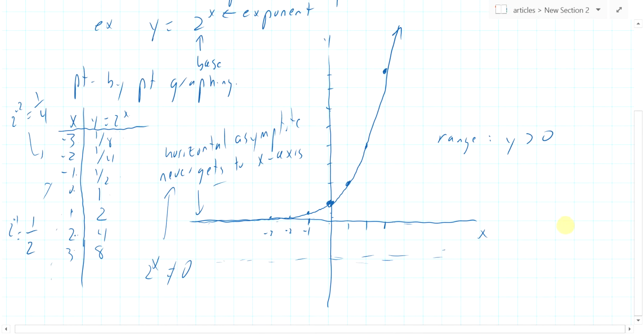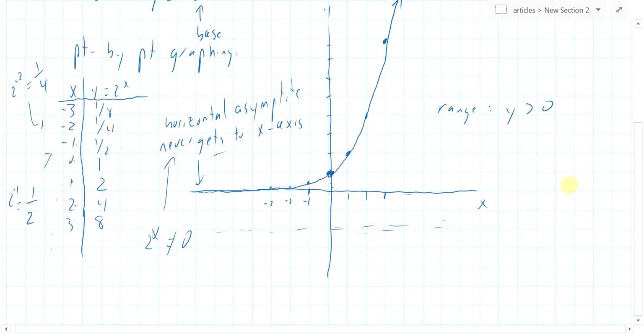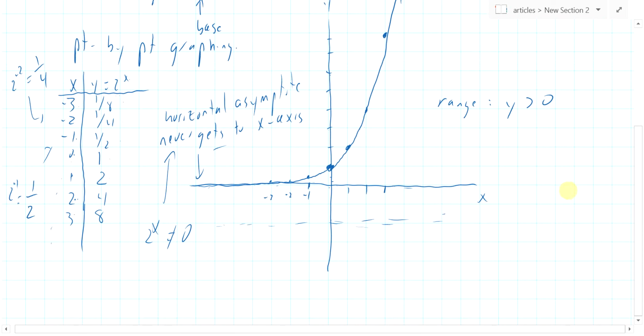Okay, so we can graph a similar thing if we say, let's look at y equals 3 to the x.